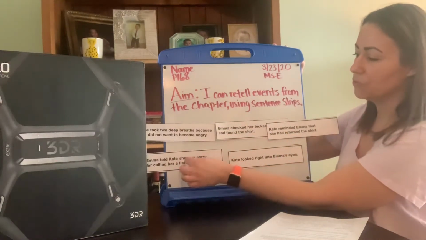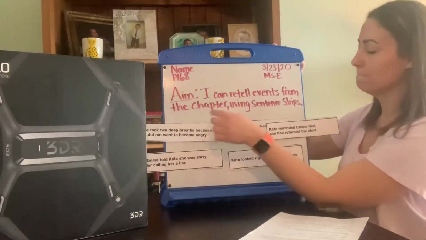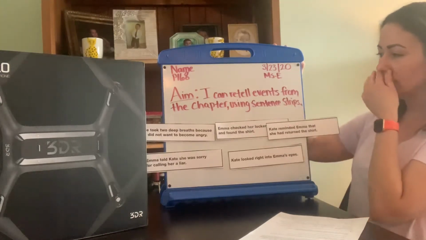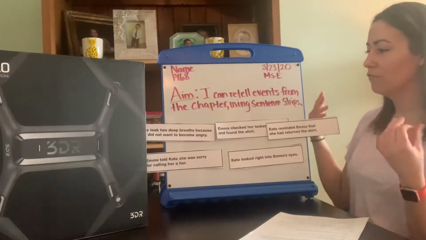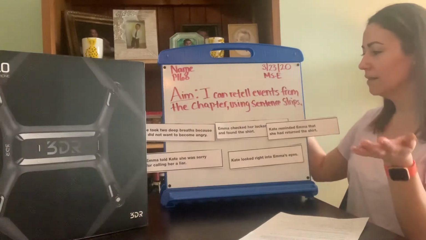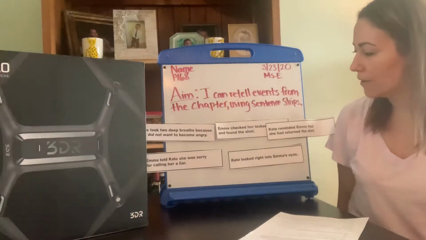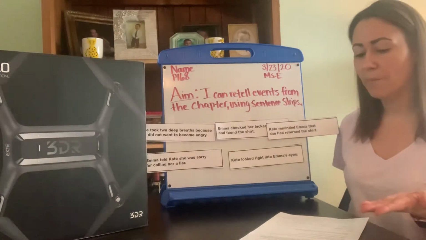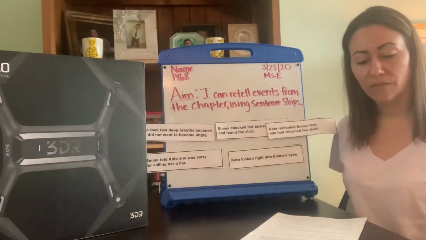Emma told Kate she was sorry for calling her a liar, and Kate looked right into Emma's eyes. So I need to figure out what happened first, next, then, last, and I'm going to use the story to help me remember. So I can go back to the beginning of the story.